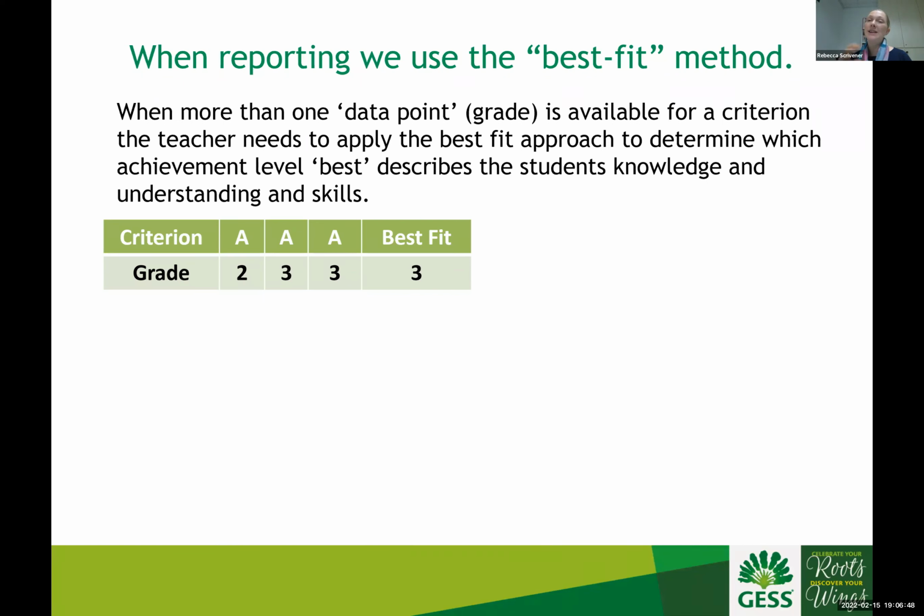So what I need to do is I need to have the descriptors for Criterion A by my side, and I need to think about which description best aligns with the student's current progress and development and achievement. So I can see here, if I look at this grade book, they've got a two and then a three and then a three, and I'm like, okay, that two was very early on, and clearly as we've progressed throughout the year, they've had two threes consistently. So that's obviously where they're at. As we progress through the year, we've seen a progression in their grade. So I'm going to say best fit three.